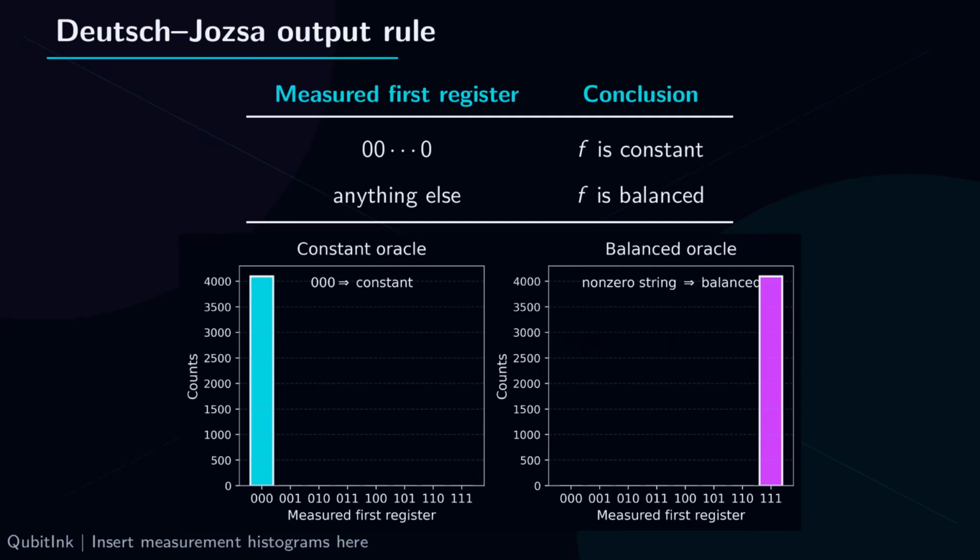For a constant oracle, all probability is concentrated on the all-zero output. For a balanced oracle, the all-zero output is absent, and the probability appears on some non-zero string or strings, depending on the specific balanced function. The result is exact under the Deutsch-Jozsa promise.